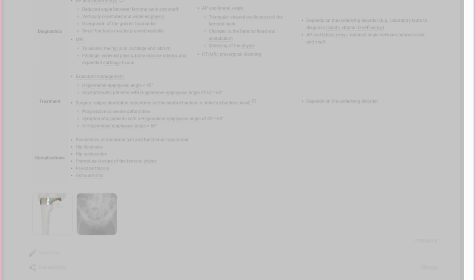Coxa valga. Definition: deformity of the femur due to an increased femoral neck shaft angle, greater than 140 degrees. Overview of coxa valga: congenital, secondary.